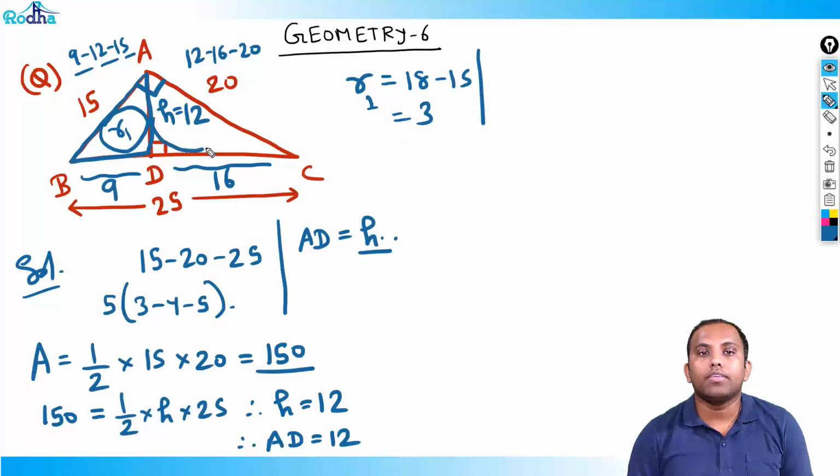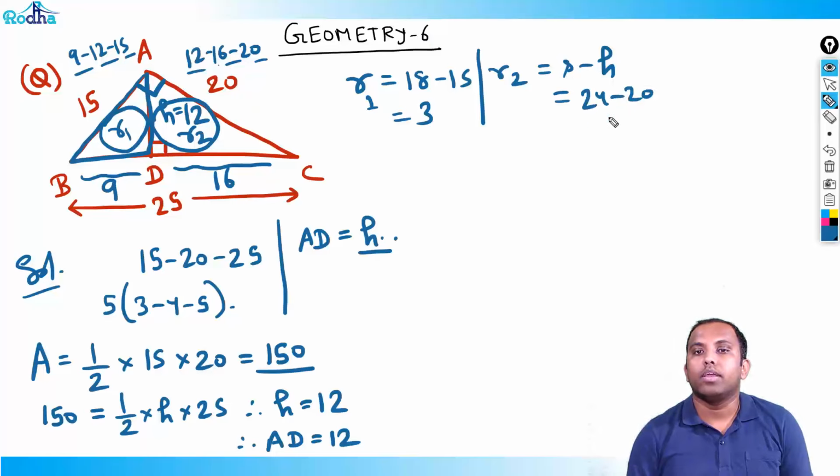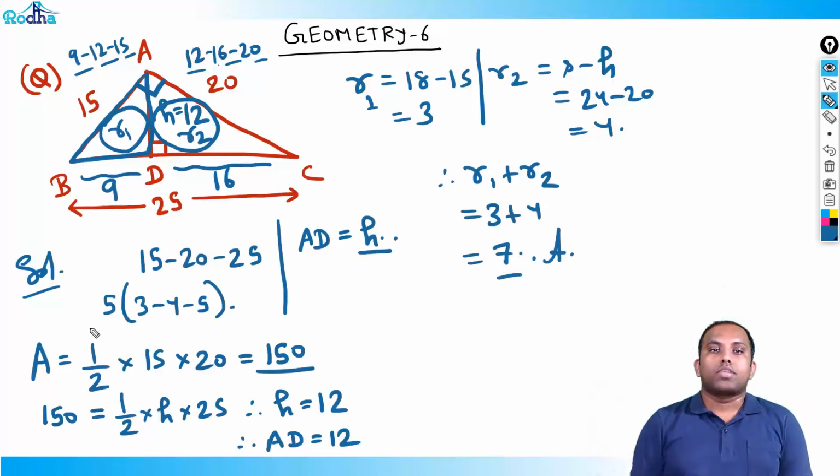Now for the second one, I need to find the inradius, let it be called R2. Again, semi-perimeter minus hypotenuse. For the 12, 16, 20 triangle, 12 plus 16 is 28, plus 20 is 48. 48 by 2 is 24, semi-perimeter, minus hypotenuse 20. So 24 minus 20 becomes 4. Therefore, I need to find R1 plus R2, that is 3 plus 4. The answer is 7. So 7 is the answer for this question.